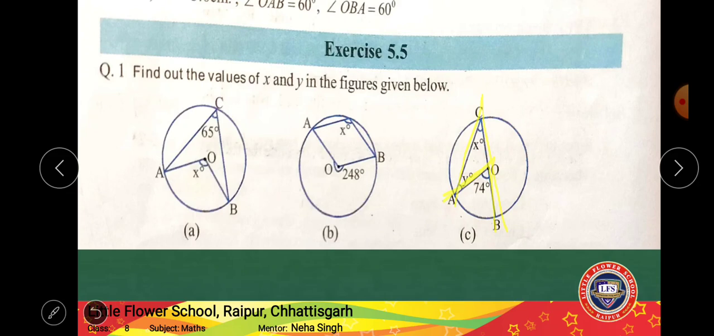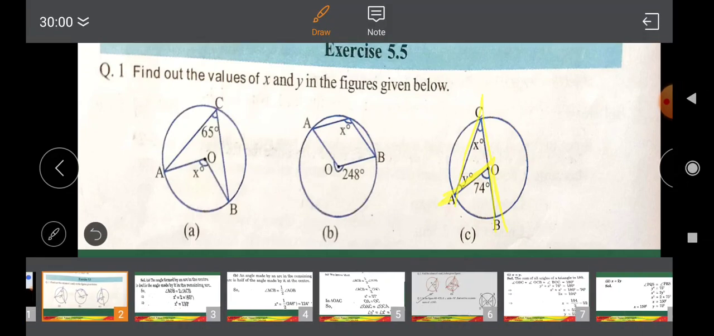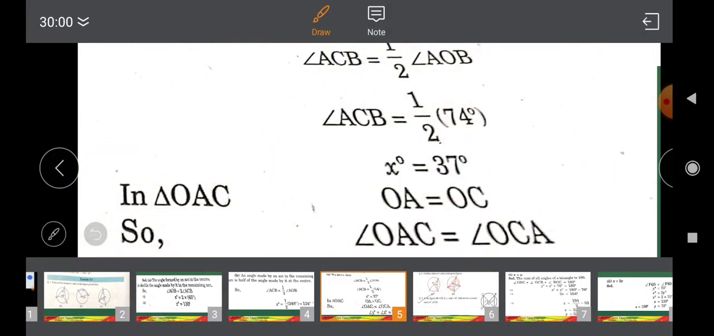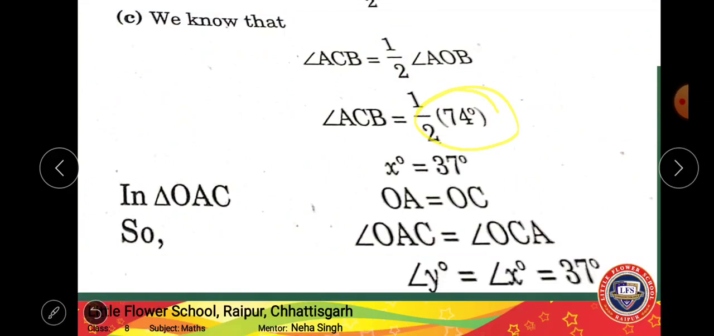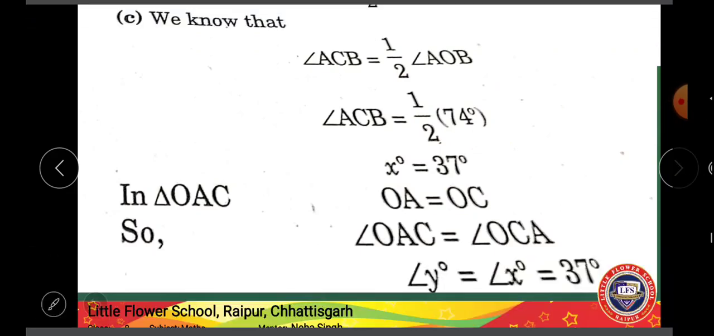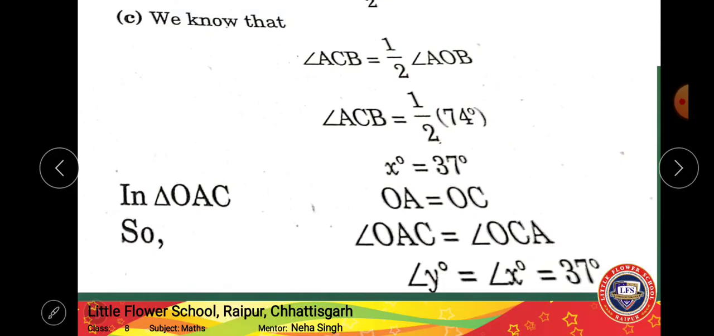So the angle subtended at the center is given. To find the angle subtended at the arc, what we will do, we will divide 74 by 2. So x we got as 37 degrees. ACB was half of AOB. AOB is given as 74 degrees, so half of 74 degrees, so x we got as 37 degrees.